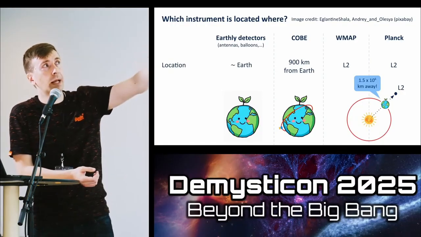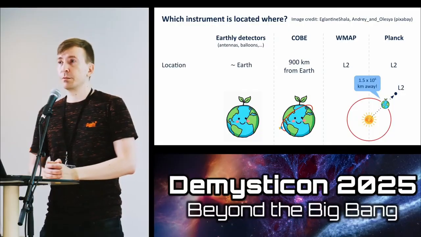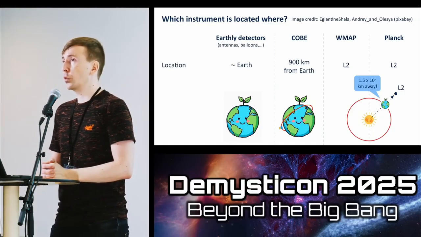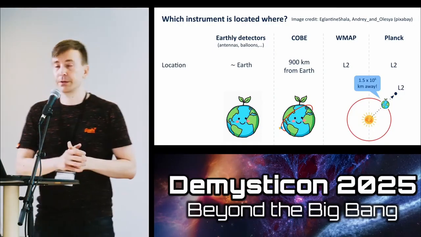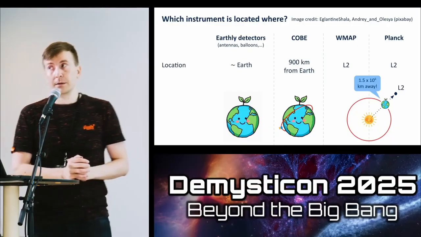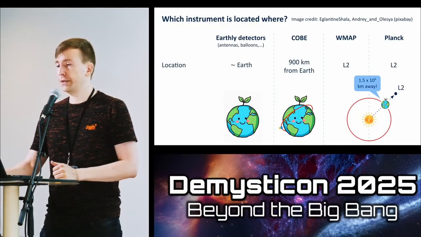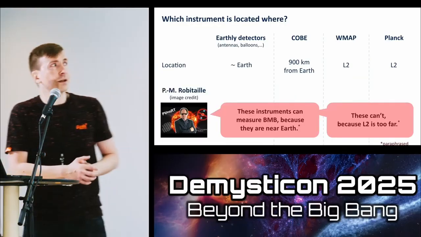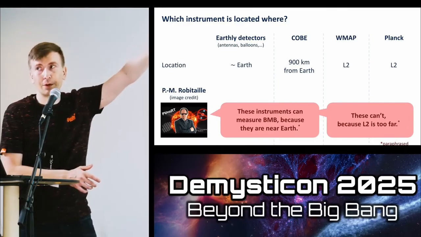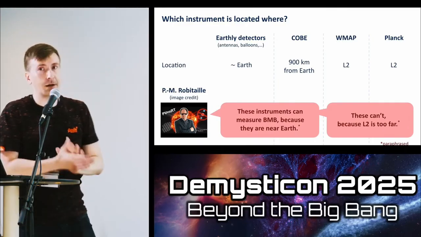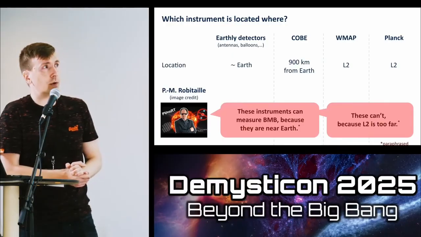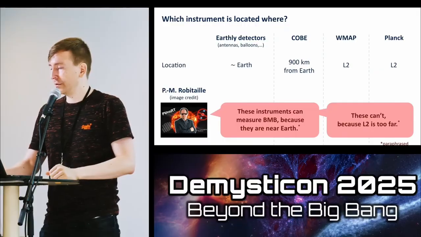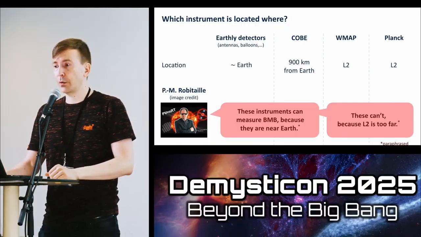And then you have WMAP and Planck, which are located at the second Lagrangian point, which is 1.5 million kilometers away, as we already saw in one of these comments before. That's a little bit too far away to receive this radiation from the oceans. So that's exactly what Pierre-Marie also says. The first two categories of instruments, COBE and the earthly detectors, can measure the BMB because they're close enough to Earth, while WMAP and Planck cannot measure it because the second Lagrangian point is way too far away.